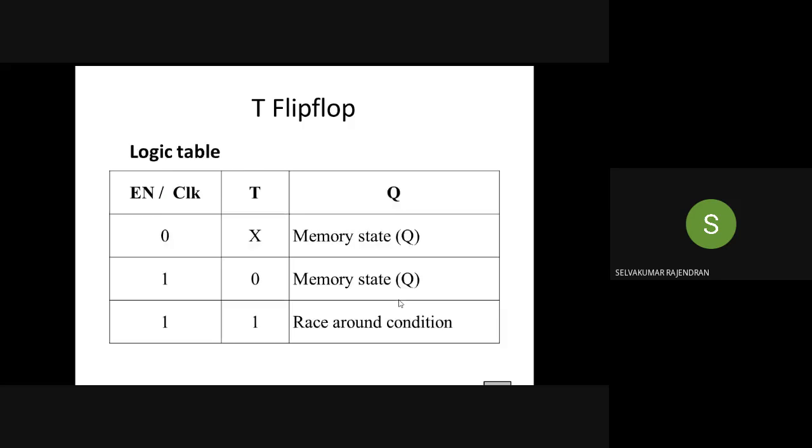So this is the logic table. When the clock or control signal is disabled, irrespective of the input applied on the input line T, the state of the T flip-flop will be memory state. Then if the clock is enabled and T equal to 0, again it is still in memory state. When the T value is 1, it goes to toggle condition. This is the logic table for the T flip-flop.